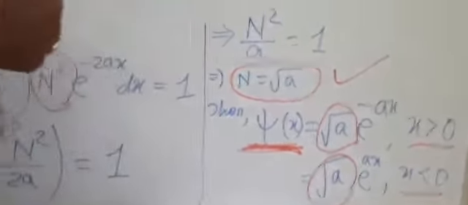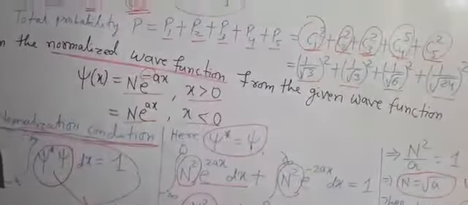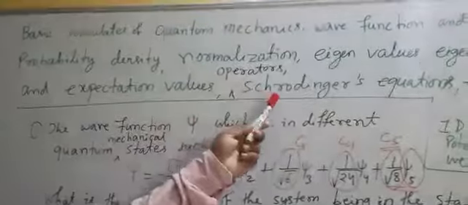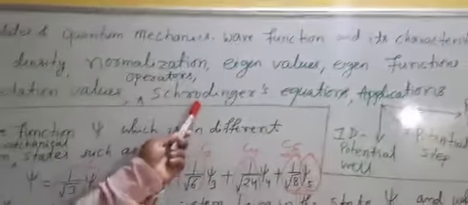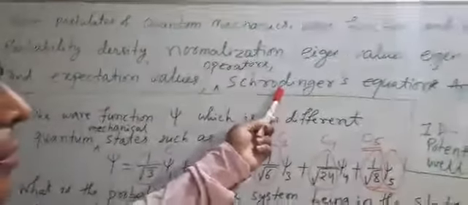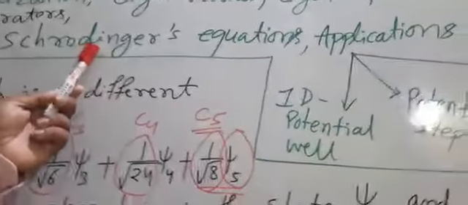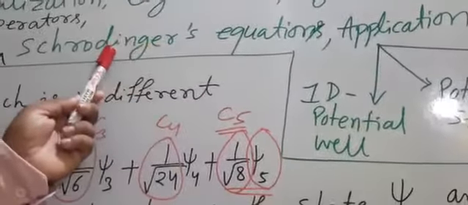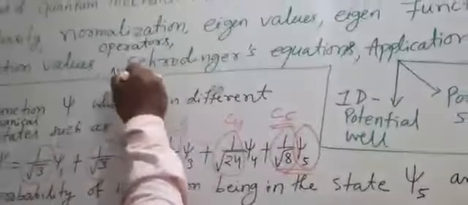Similarly, you collect other problems regarding the probability and the normalization condition. Also you collect some problems regarding the Schrodinger equation. Schrodinger equations, there are two types. One is the time dependent Schrodinger equation, the other the time independent Schrodinger equation. Time dependent, time independent, I already sent in the note. So you verify the note about the Schrodinger equation.